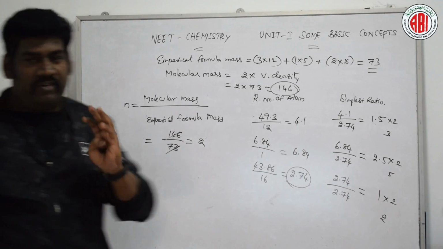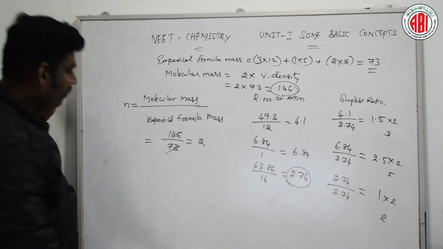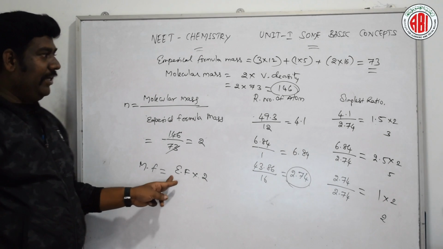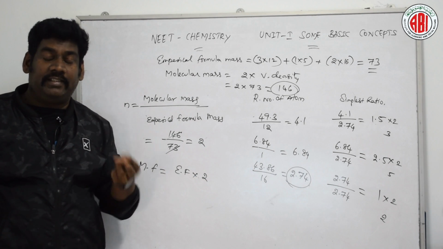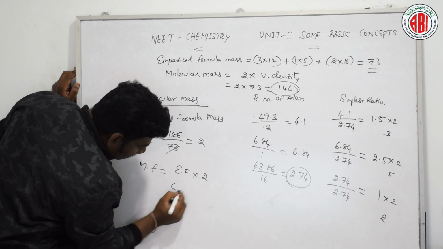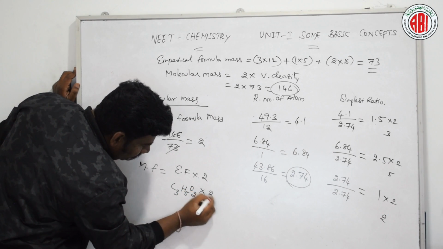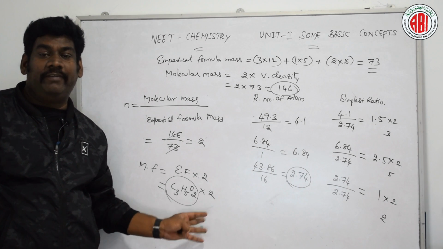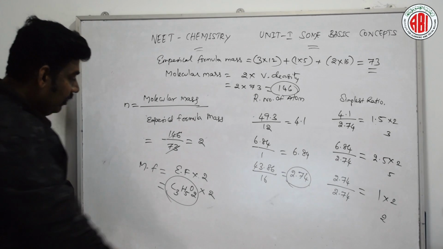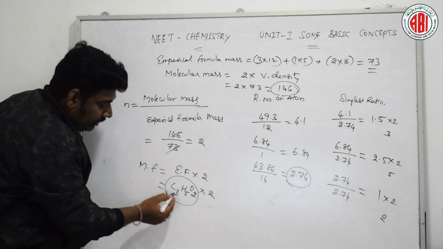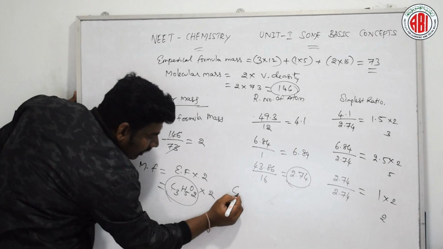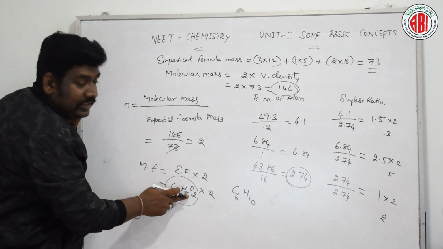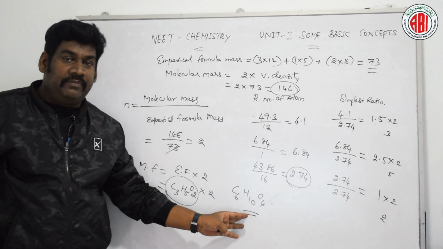Now how to find the molecular formula? The molecular formula is equal to the empirical formula into N, that is 2. Already we have got the empirical formula, that is C3H5O2. Multiplying C3H5O2 by 2, we will get the molecular formula. Multiplying each element by 2, carbon 3 into 2 is carbon 6, hydrogen 5 into 2 is hydrogen 10, and oxygen 2 into 2 is 4. This is the molecular formula.